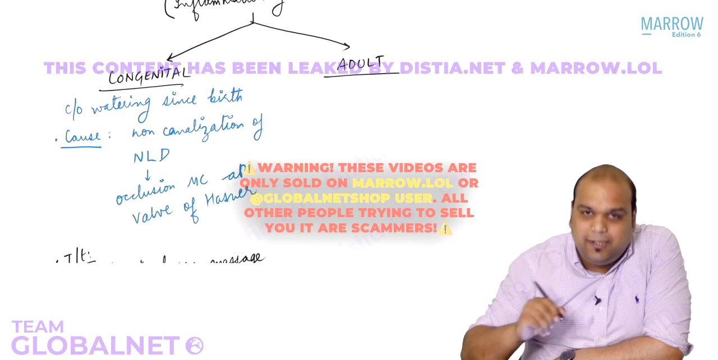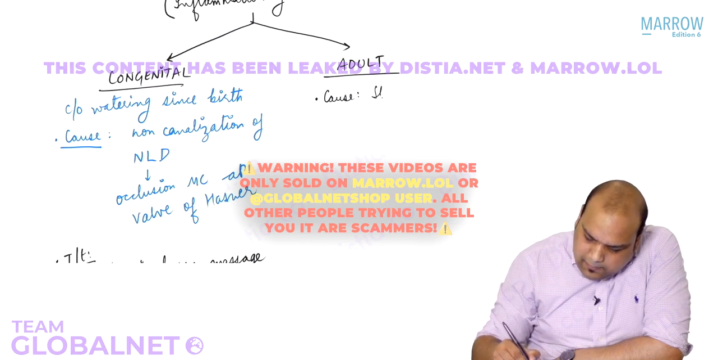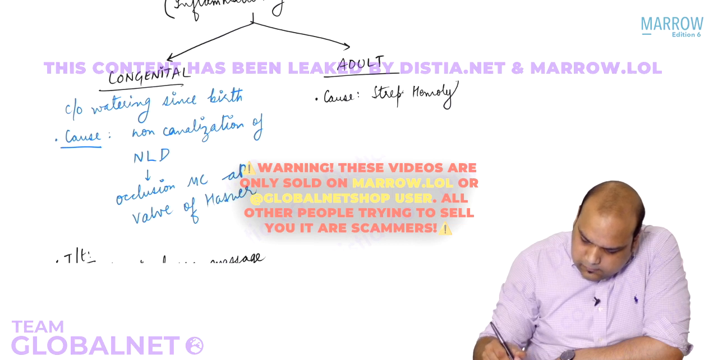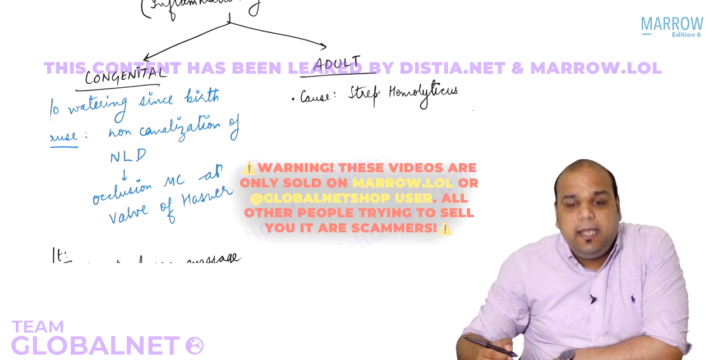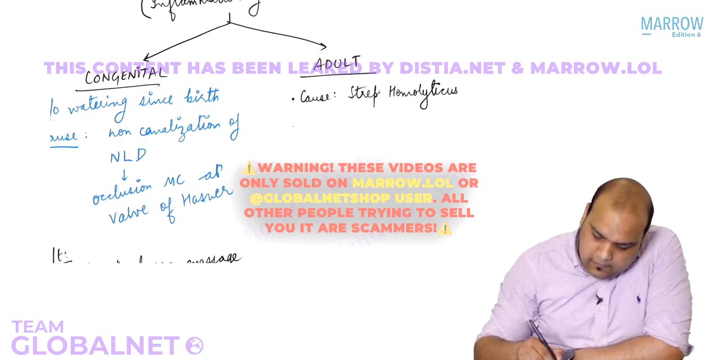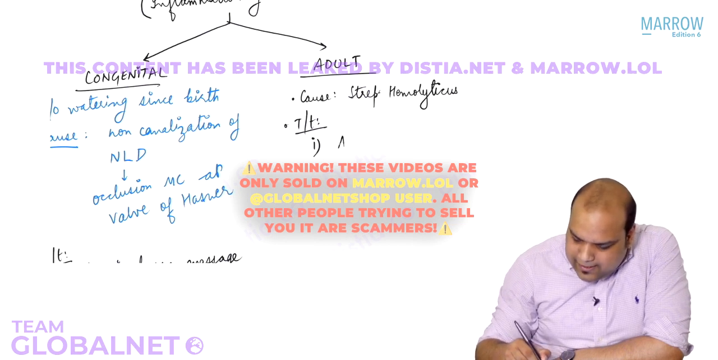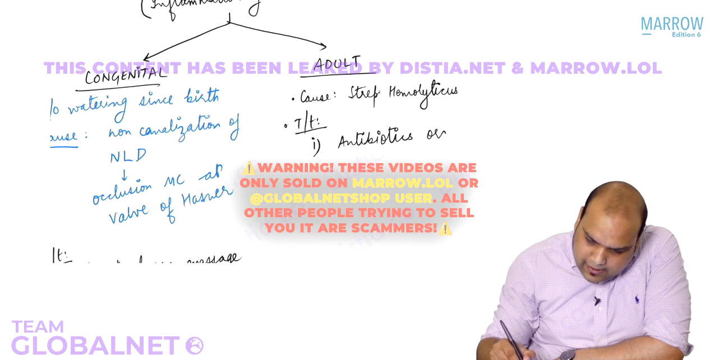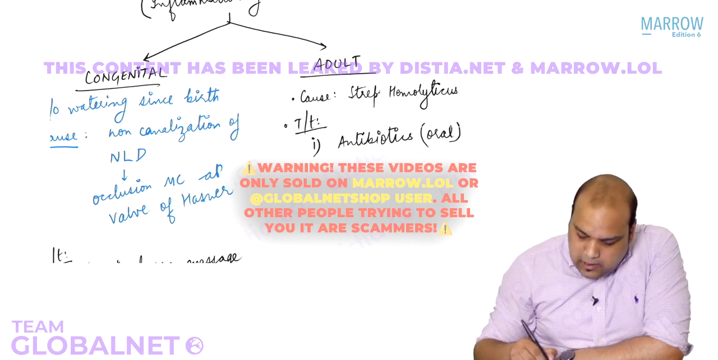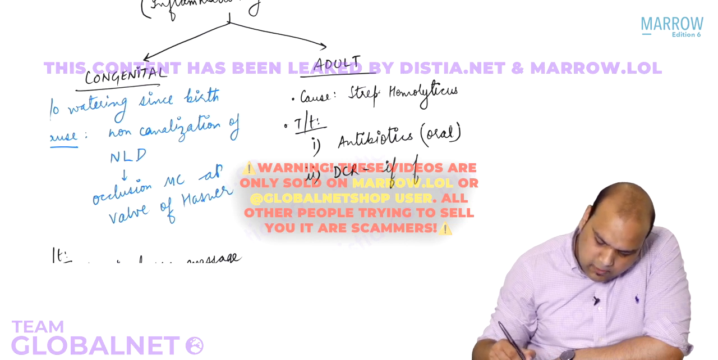Now let's move on to adult, everybody. Adult cases are usually caused by Streptococcus hemolyticus. Okay, everybody, that is the most common bacteria that is causing this inflammation. Now, what is the treatment here, everybody? First of all, obviously, you have to give antibiotics, usually oral antibiotics, okay? And you have to do DCR if fistula has formed.